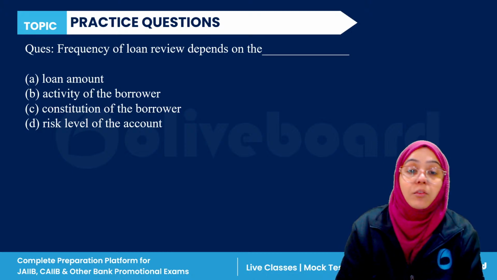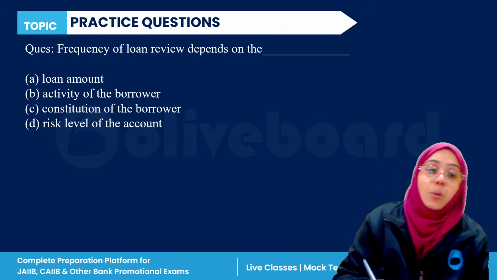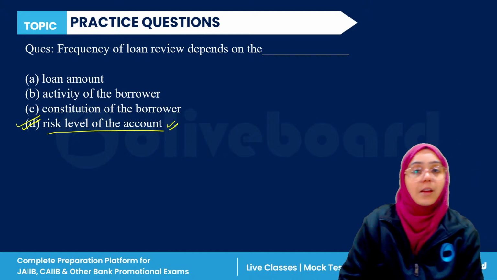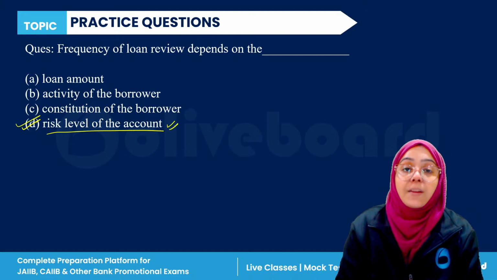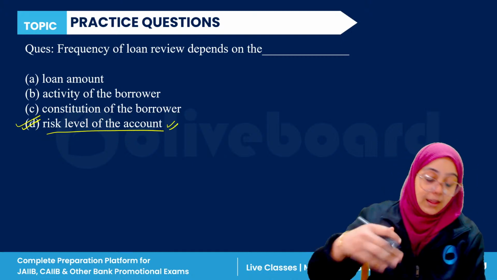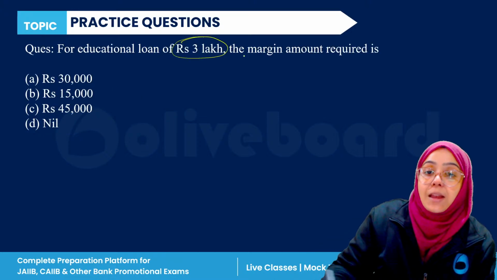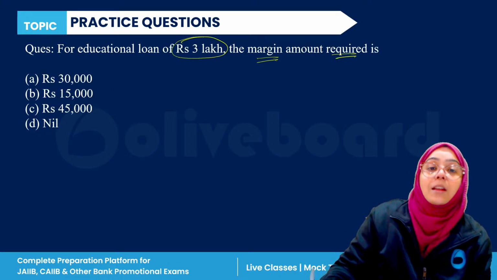The frequency of loan review depends upon the risk level of the account. So D is the correct answer. Next question.